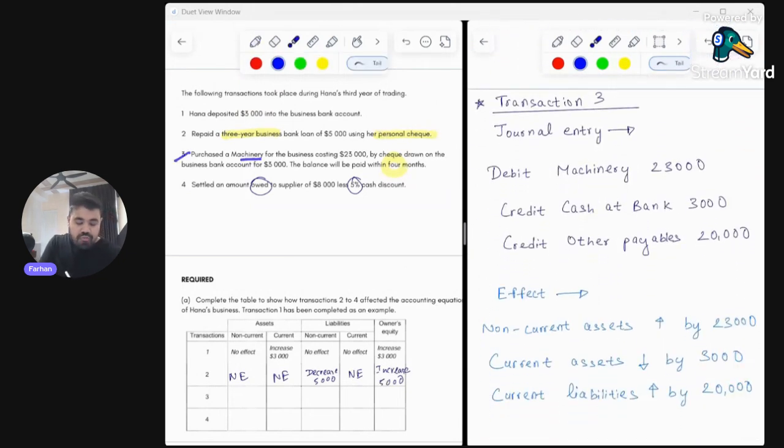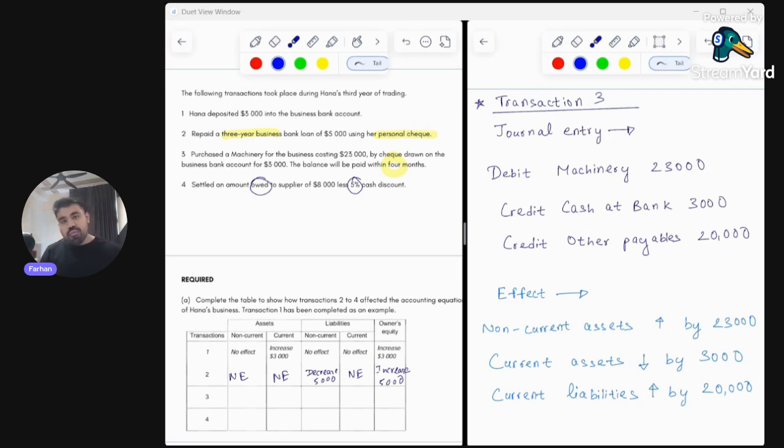Purchased a machinery for the business costing $23,000 by check drawn on the business bank account for $3,000. The balance will be paid within 4 months. All right. What this transaction simply means is that we bought a non-current asset which had a total cost of $23,000. We used our own business money. The amount used is $3,000 to pay off this asset, and the remaining $20,000 is to be paid later.